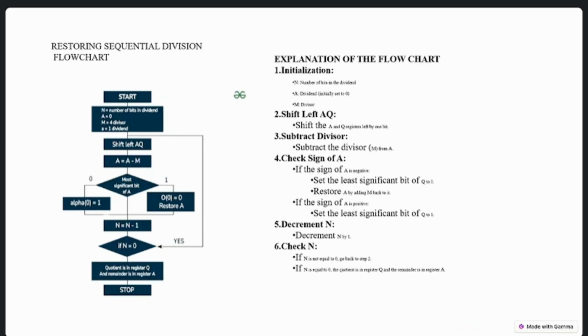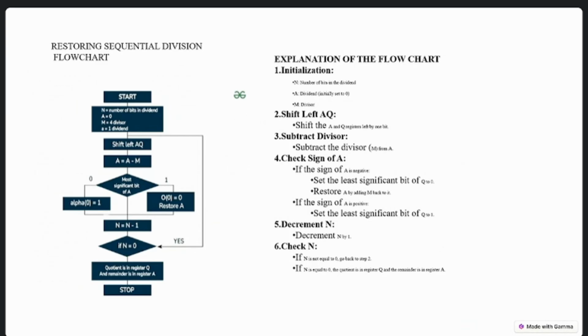Explanation of the flowchart. It is the restoring sequential division flowchart. Initialization. In there, n means the number of bits in the dividend, A means the dividend, and M means the divisor. Shift left AQ, shift the A and Q registers left by 1 bit. Subtract divisor, subtract the divisor M from A. Check sign of A. If the sign of A is negative, set the least significant bit of Q to 0. Restore A by adding M back to it.